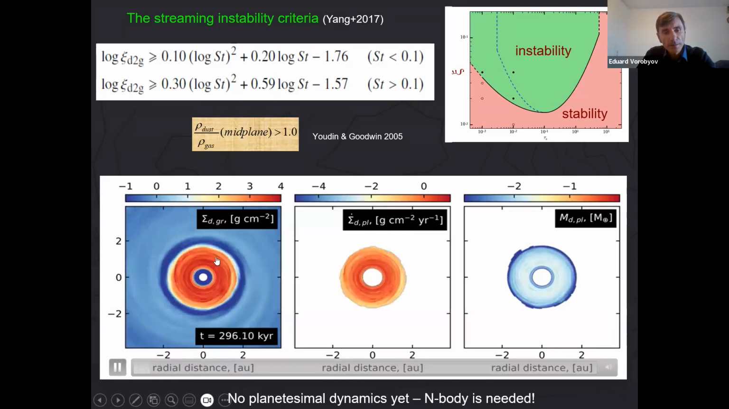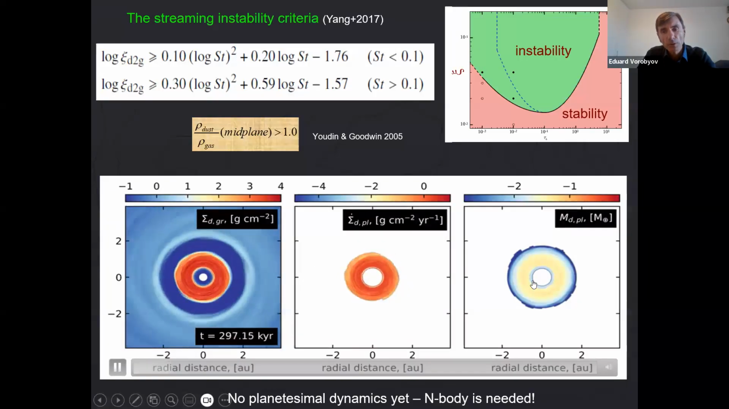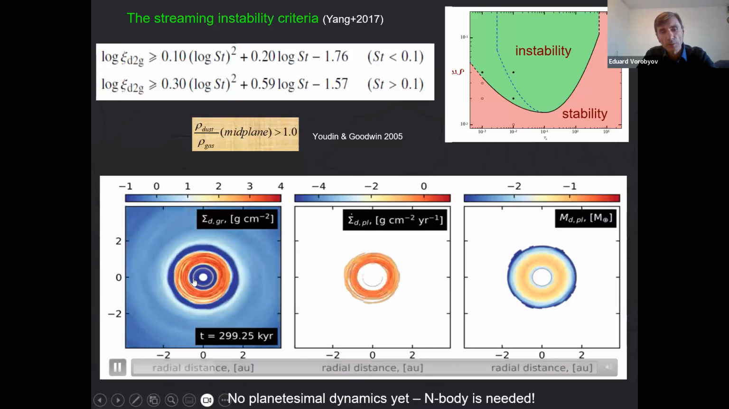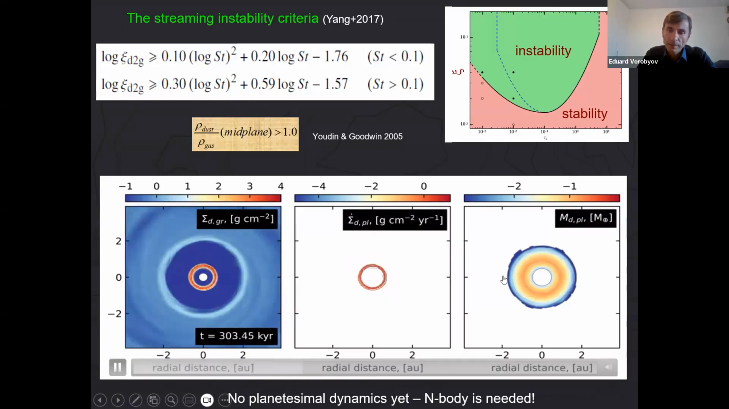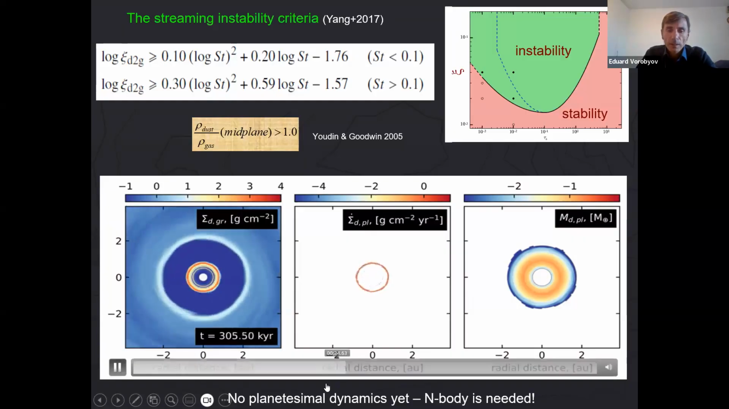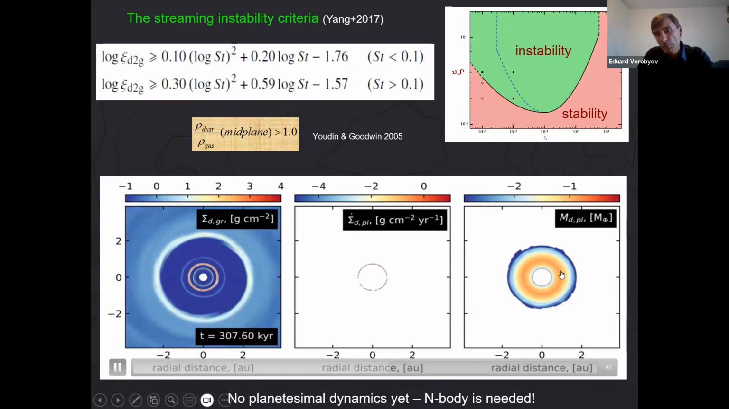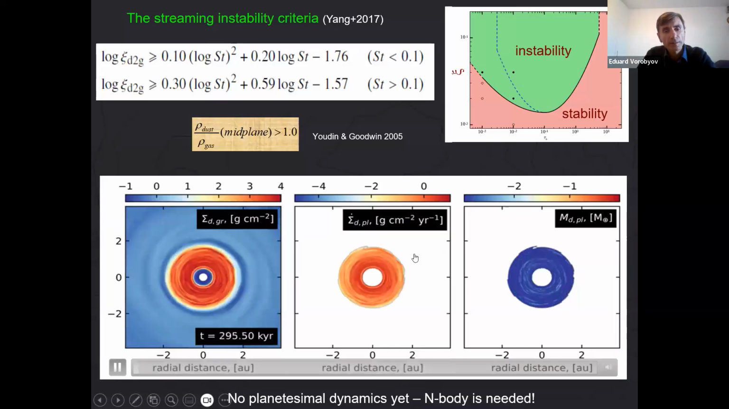Now I play here, this is a dusty ring, and it shows how it is converted into planetesimals. This is the rate of planetesimal conversion by the streaming instability. You see that the massive dusty ring finally depletes. So in the end, only a few narrow rings are left. And then here is the mass of planetesimals. We don't have planetesimal dynamics yet. We really need an n-body code to couple with. If anybody is interested, it would be a very great project to couple with n-body to see the further dynamics of planetesimals.